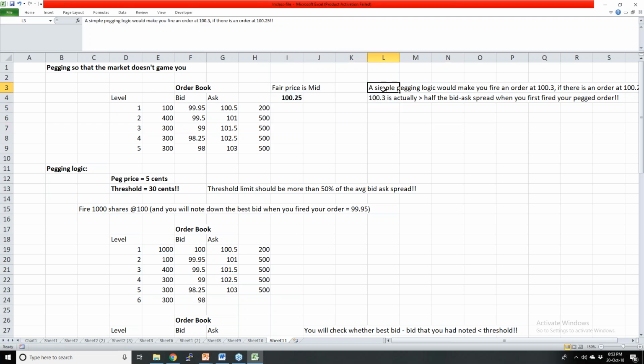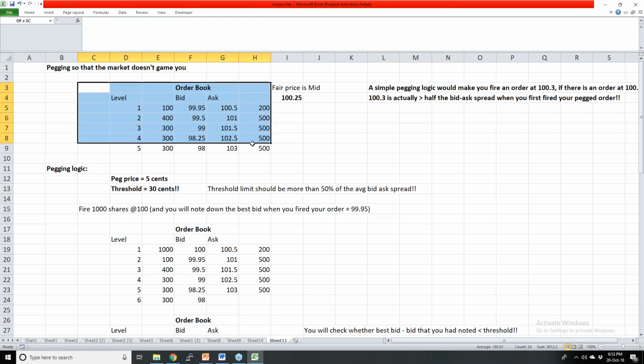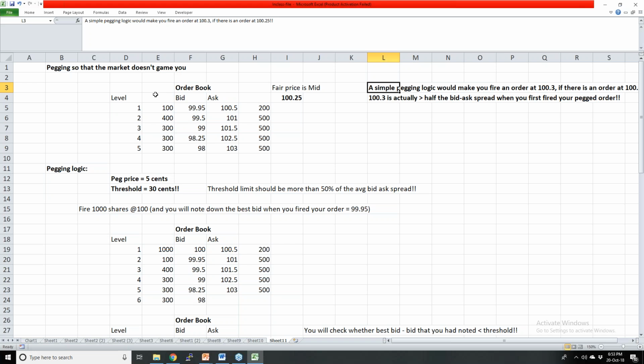Guys, are these two lines clear? No, so say if this was the order book. A simple pegging logic is that you are 5 cents better than the best bid always. So simple pegging logic would make you fire an order at 100.3 if there's an order at 100.25.